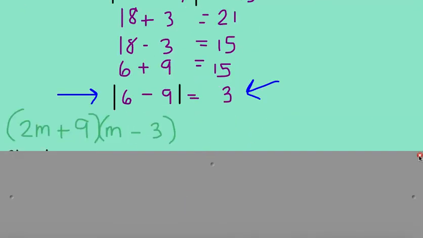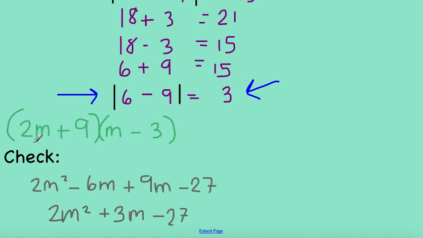And then once again, we're just going to go ahead and double check. We're going to FOIL and get 2m squared, negative 6m, positive 9m, and then our last terms, which is negative 27. When we combine our like terms, our final answer will be 2m squared plus 3m minus 27.